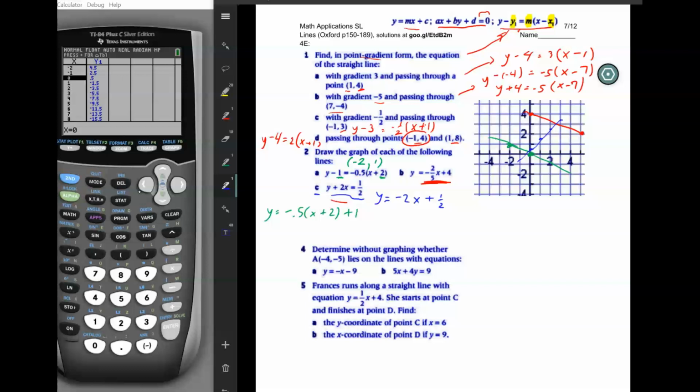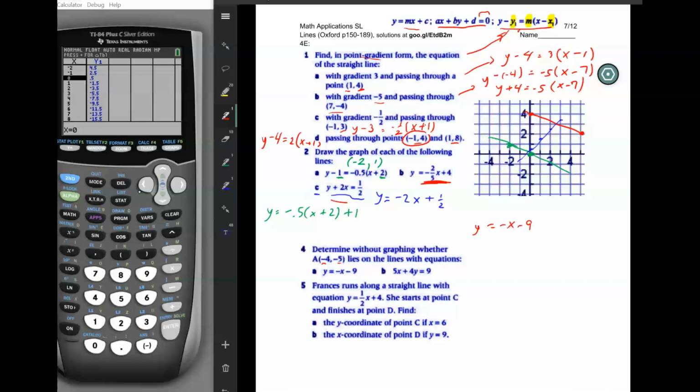Okay? Number 4, determine without graphing whether (-4, 5) lies on the lines with equations y = -x - 9, and 5x + 4y = 9. Okay, so there's two ways to do this, and one of the ways is you can simply plug in this x and y value into each one and test it to see if you get equal values on both sides. So let's try that, and then we'll look at it with the calculator.